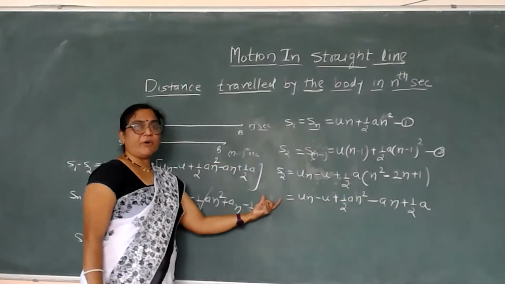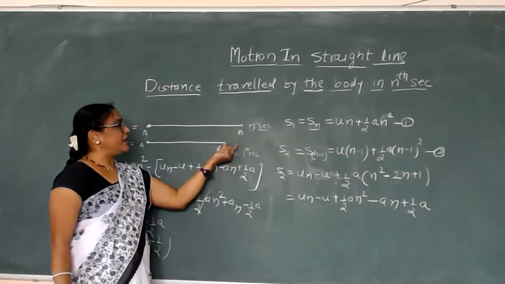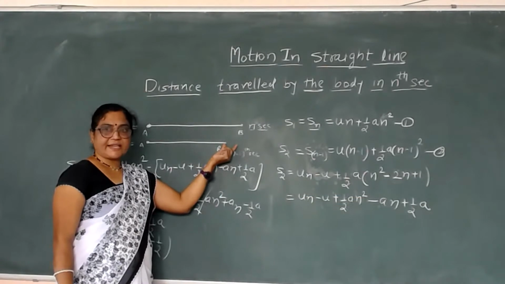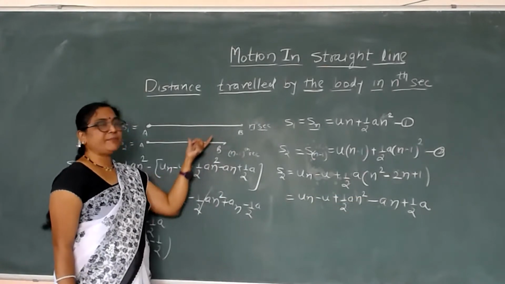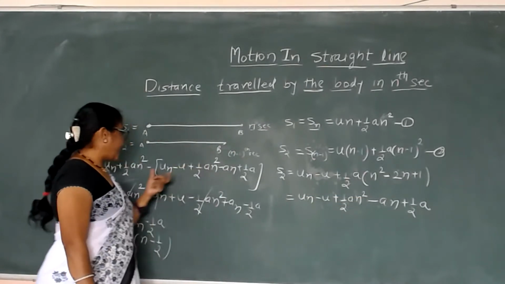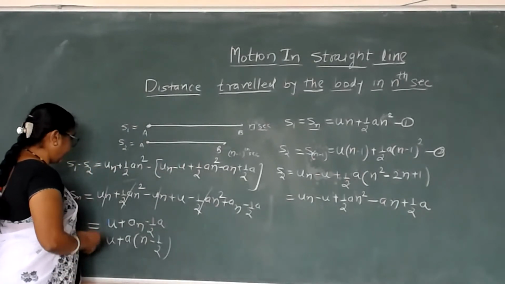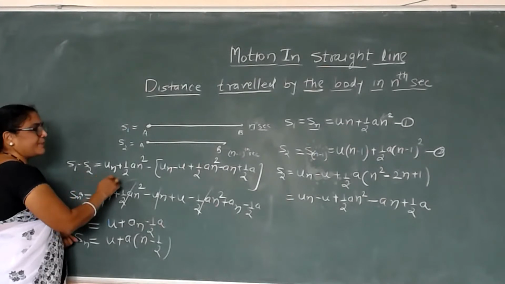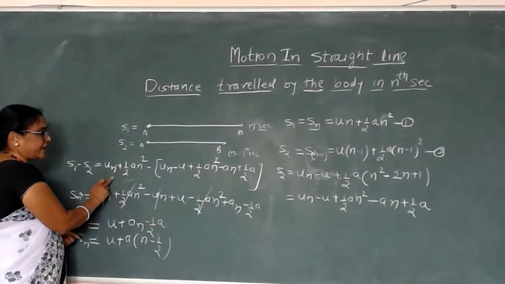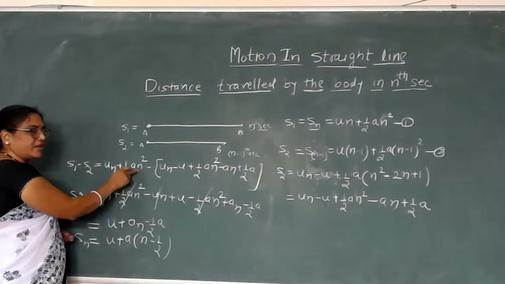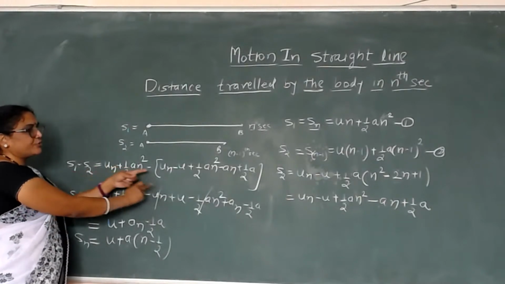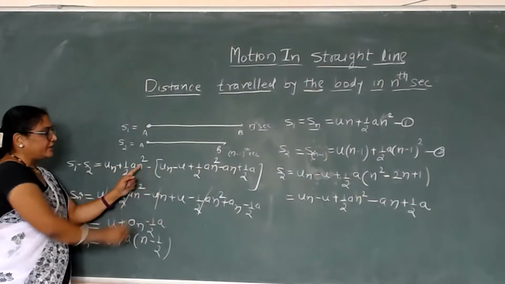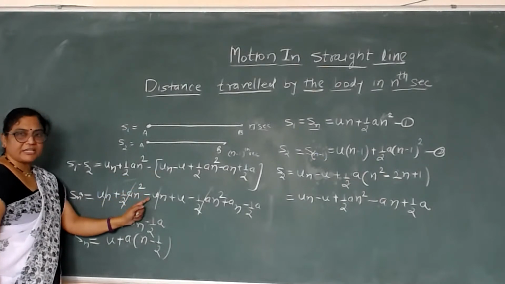So here we want to find out the distance traveled by the body in the last second. The last second is Sn minus Sn-1, and that is known as the distance traveled by the body in the nth second. Simplify this bracket: first un plus half a n square, minus Sn-1. Minus means write as it is in the bracket, then minus into plus. Simplify this bracket.